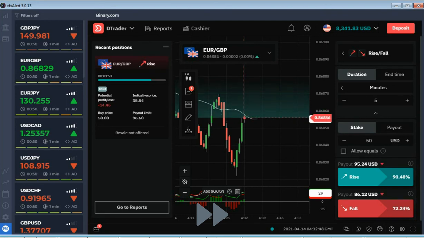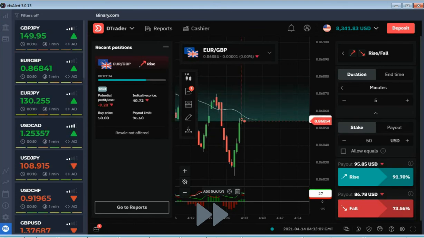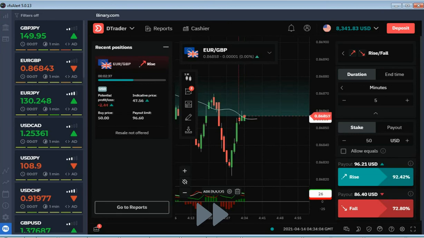The ADX indicator gives good results on all intraday binary options strategies and assets: currencies, stocks, cryptocurrencies. Strict adherence to the rules of the strategy will allow you to find points with a high probability of profit at the high or low of the price.